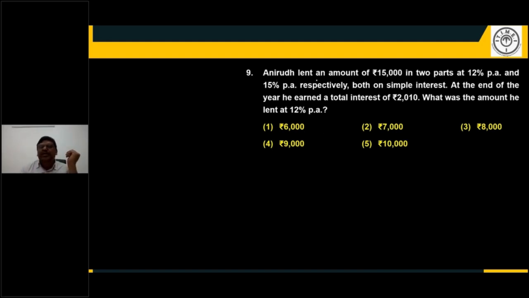Students, if I tell you the basic approach: Anirudh lent an amount of 15,000 in 2 parts. Let's say one part is A, another part is B. You are dividing 15,000 into 2 parts, so one equation you can write, students, A plus B is 15,000. First part at what rate, please? 12% per annum. Second part, what percent, please? 15% per annum. At the end of the year, he earned an interest of this.